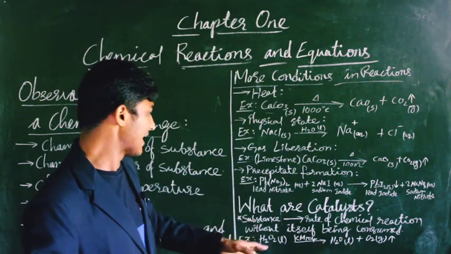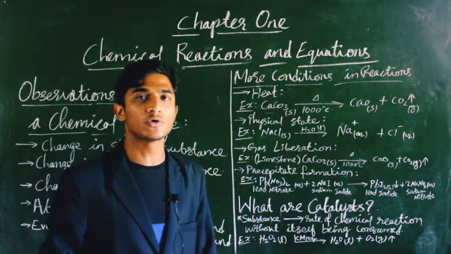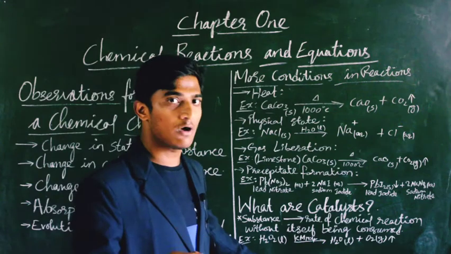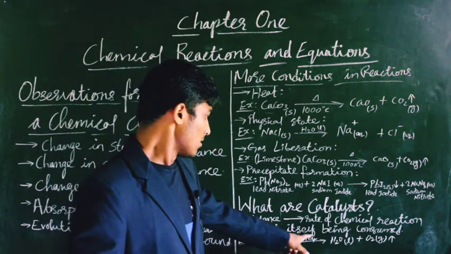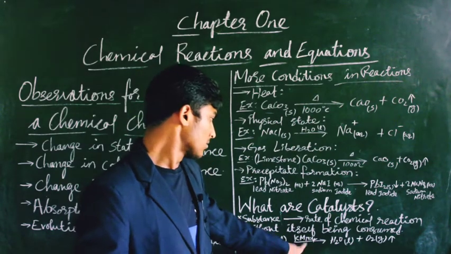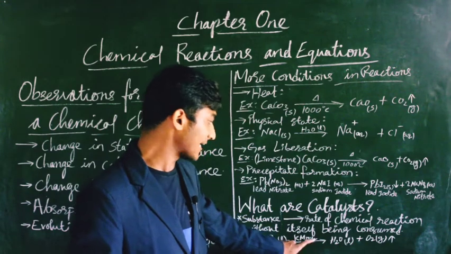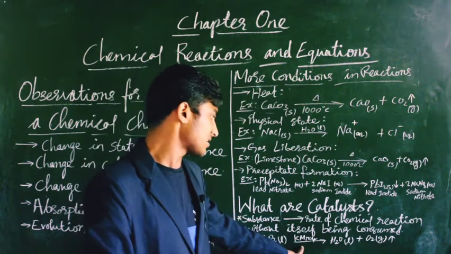Let us take an example, H2O2. What do we mean by H2O2? That is called hydrogen peroxide. Usually we use it for cleaning wounds and so on. That is in liquid form. We are using the catalyst potassium permanganate, formula KMnO4. We are using it as a catalyst to make this chemical reaction faster.